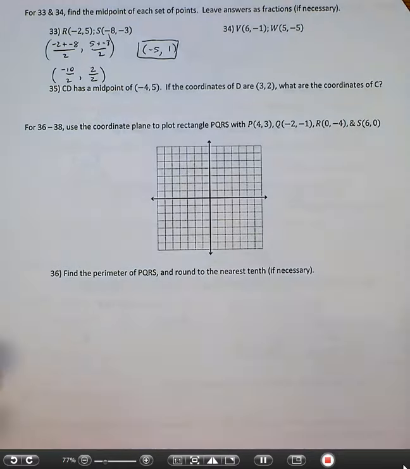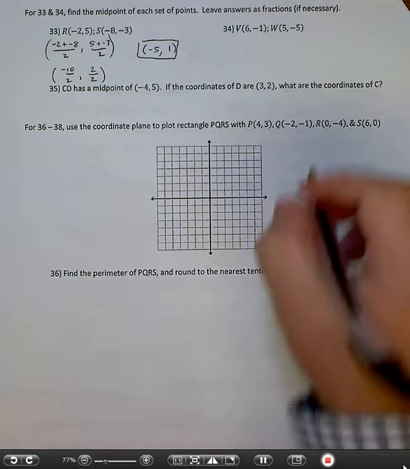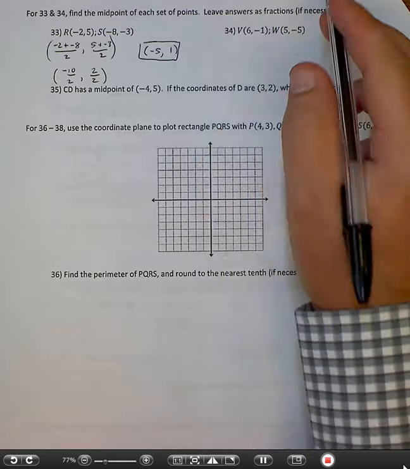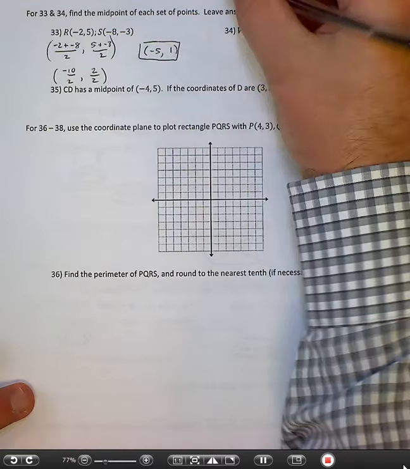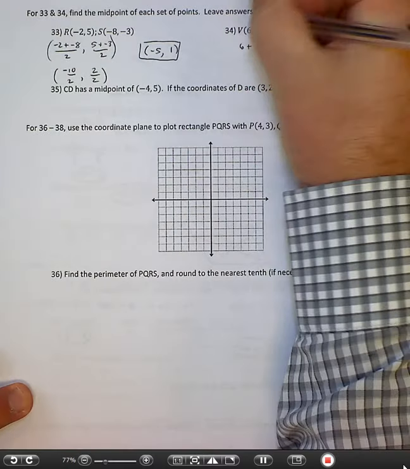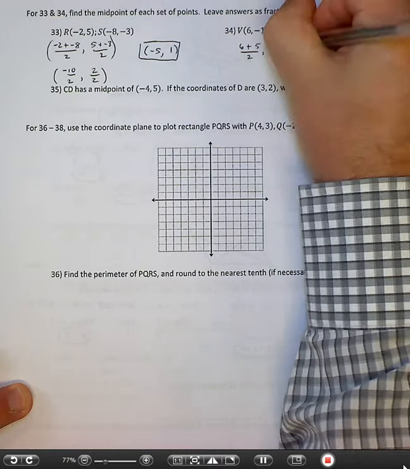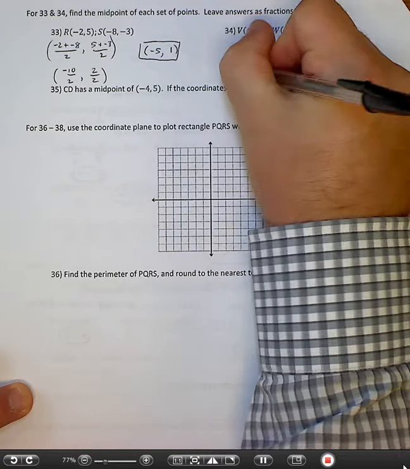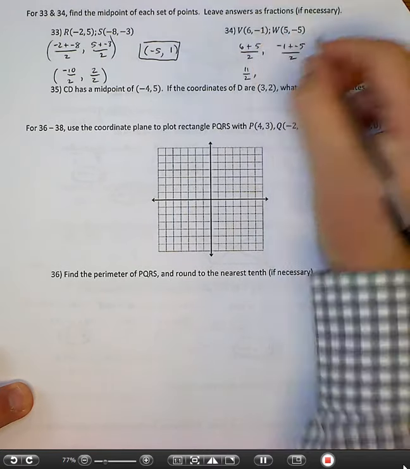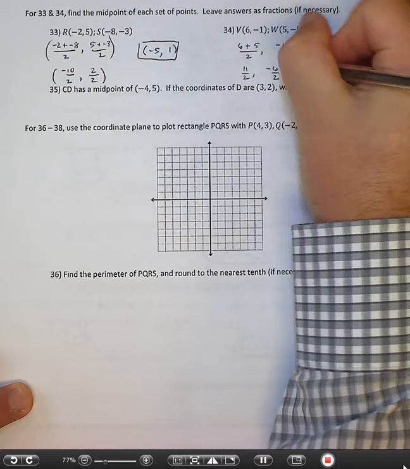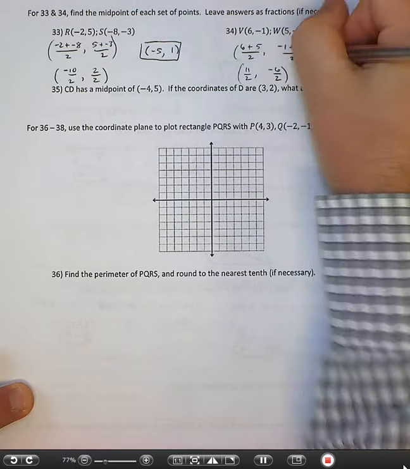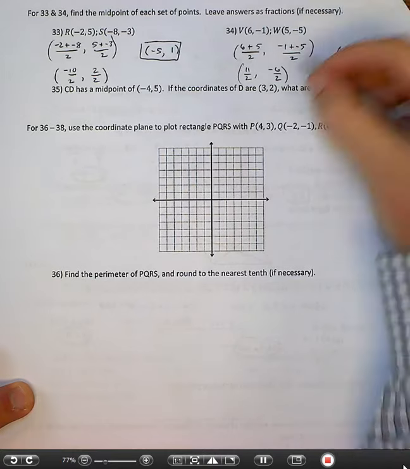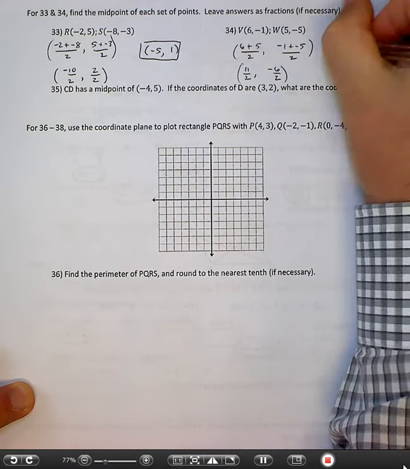Okay. Next one. It says leave answers as fractions if necessary. So I see that, and I know that I'm going to be adding these up. 6 plus 5 divided by 2, -1 plus -5 divided by 2. 6 plus 5 is 11 divided by 2. -1 plus -5 is -6 divided by 2. So 11 divided by 2 is just going to say 11 divided by 2, and that's going to be -3. There's my midpoint.